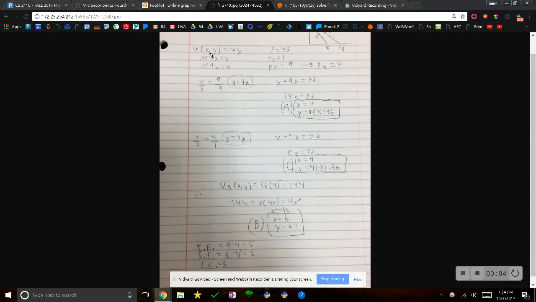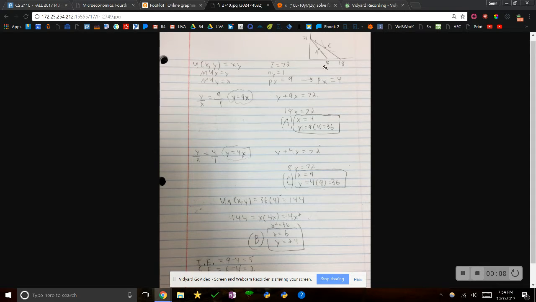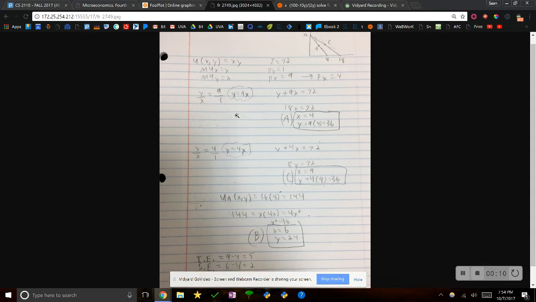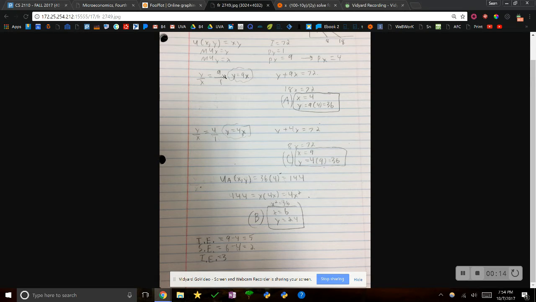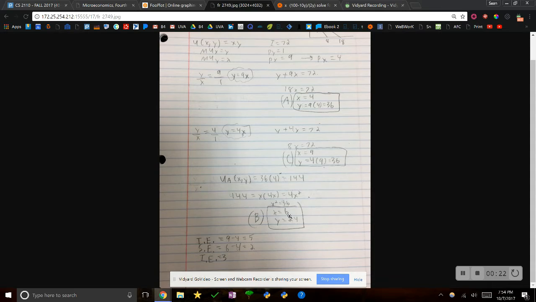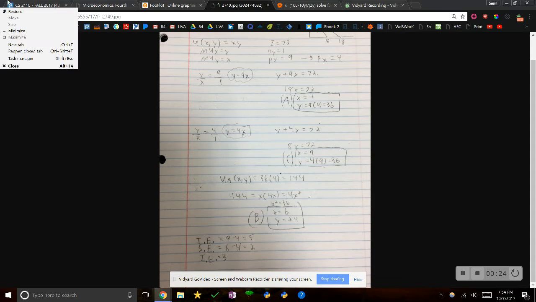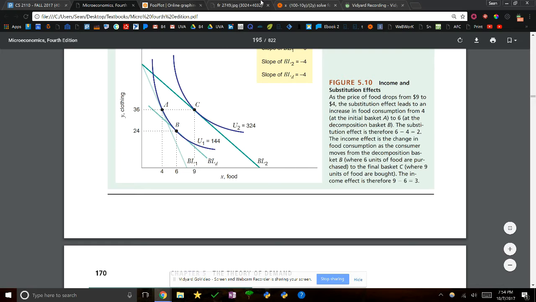Okay, so they give us this utility function, and basically we're going to solve this optimal choice problem at point A, which is the initial one, and we're going to find the final basket, or point C, by doing the same thing with the different price of X, because the price is dropping from 9 to 4. And then we're going to find this intermediate point B, which I'll show you in the picture right here, this one, and then we're going to find the difference there.